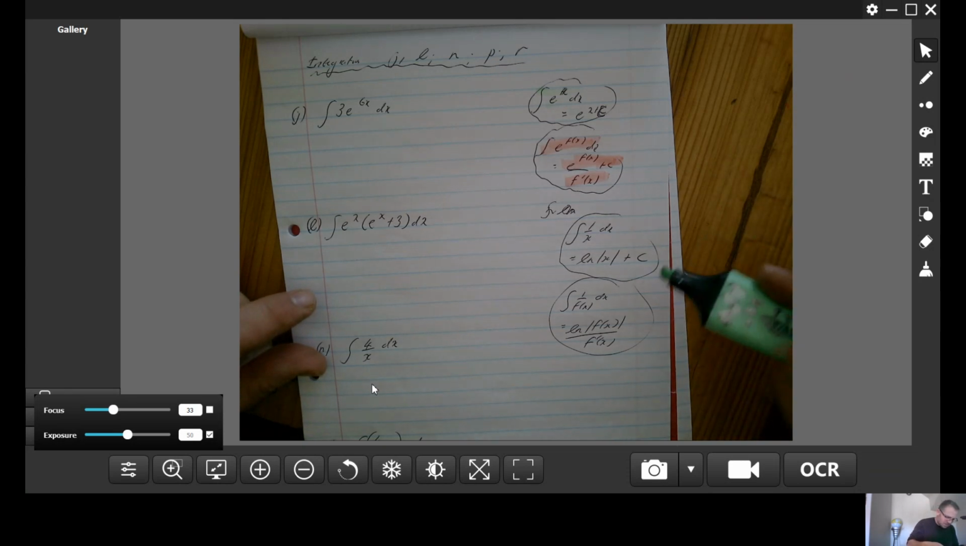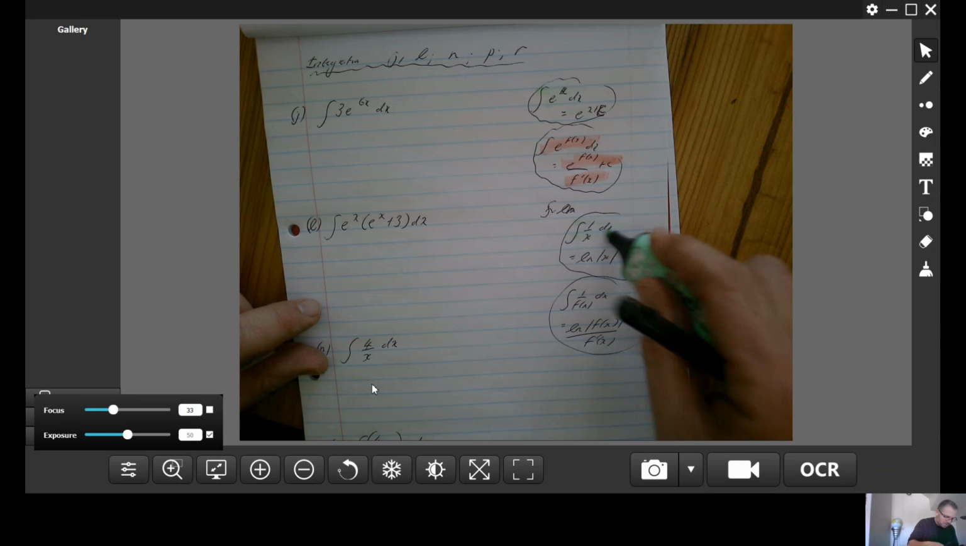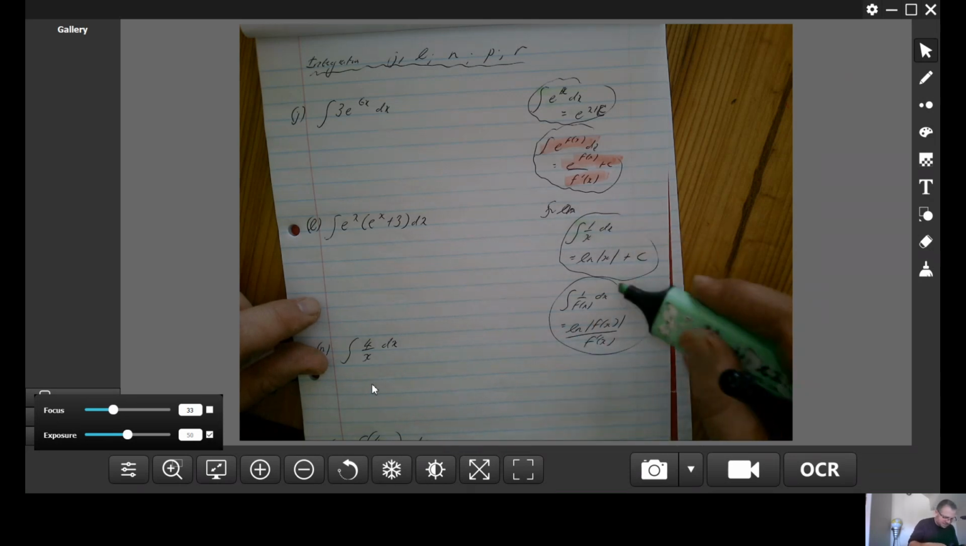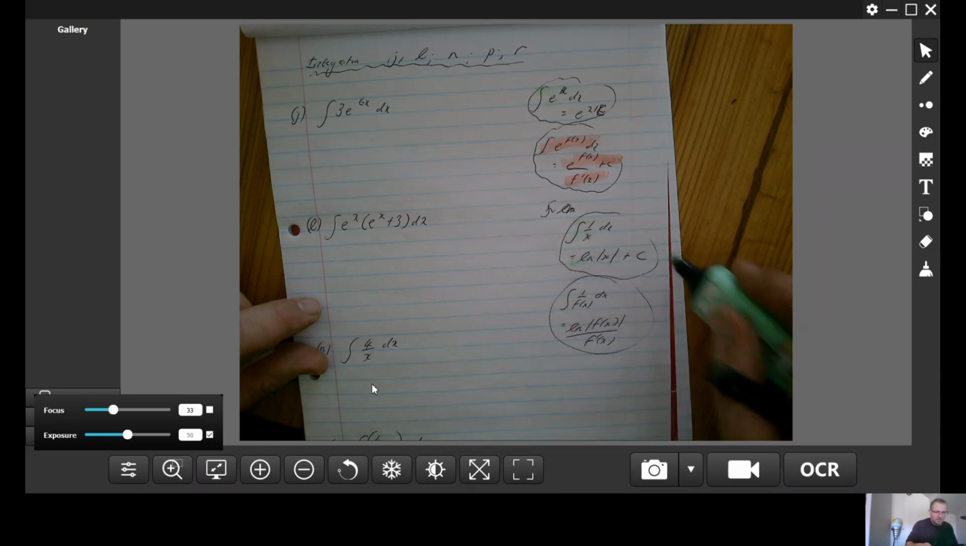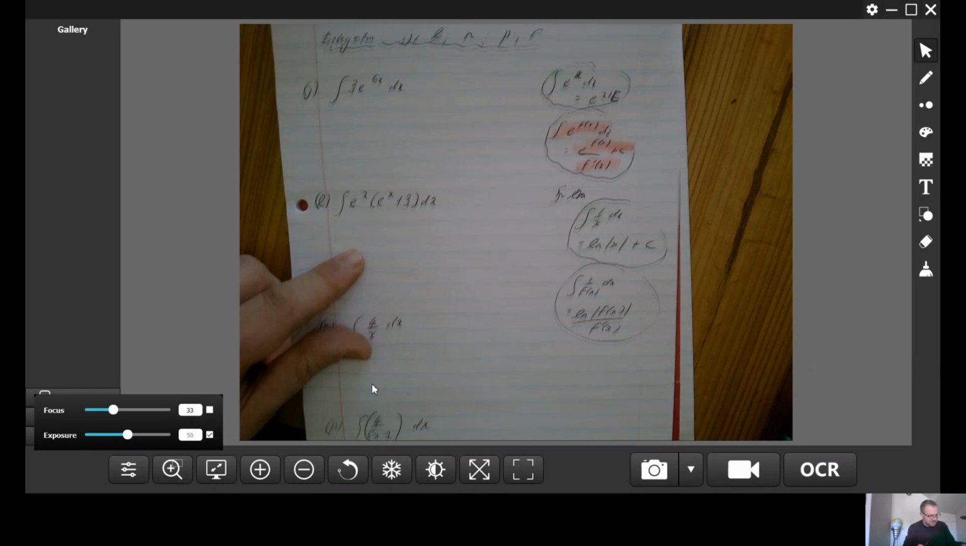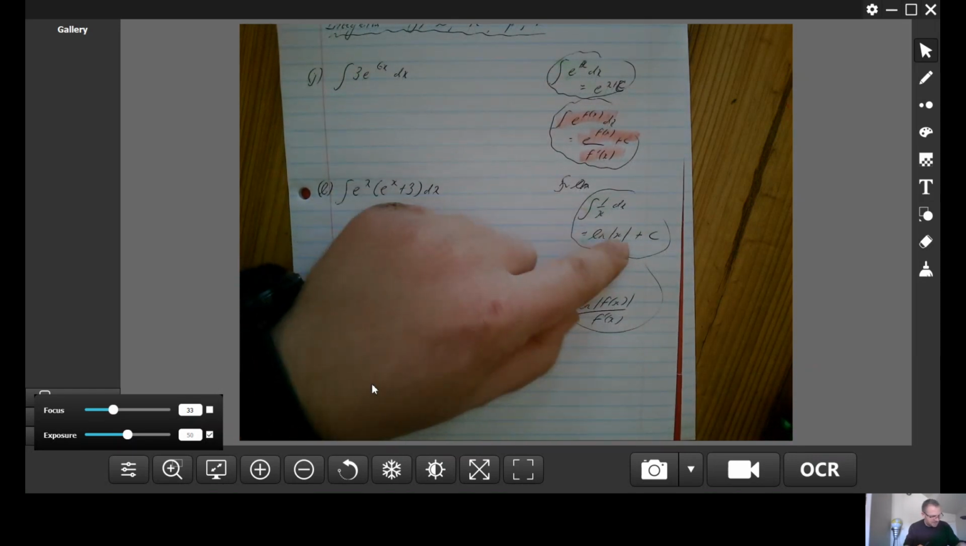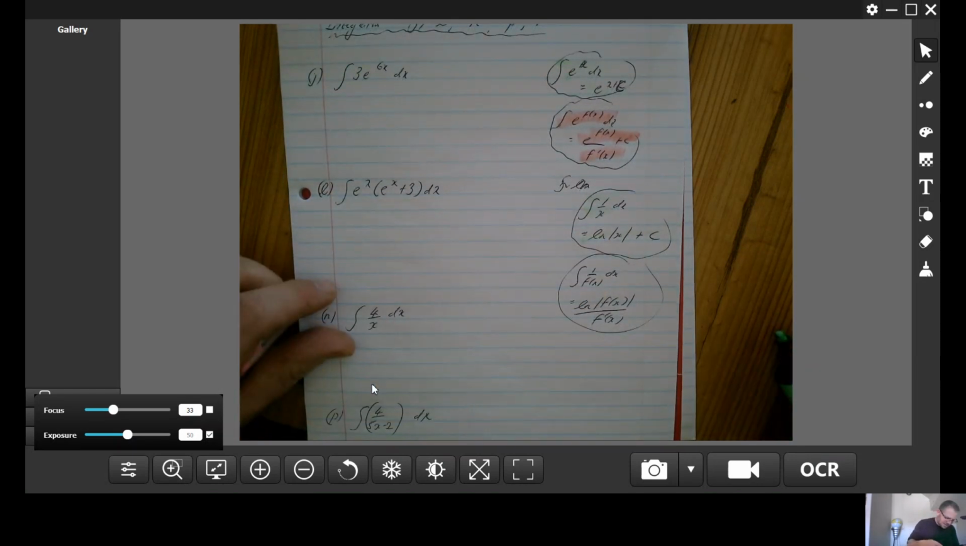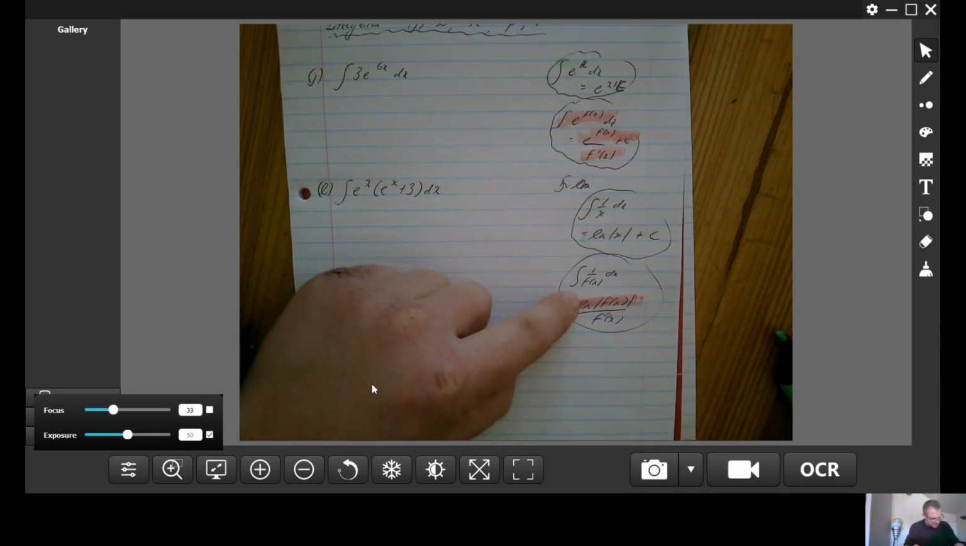The integral of 1 over x, well, what I have to differentiate to get 1 over x is ln, and we put the absolute value in so we don't have to worry about the restriction. So it'll be ln of the absolute value of x plus a constant. And likewise the integral of 1 over f of x will be ln of f of x, which, if you differentiate, will give you 1 over f of x.